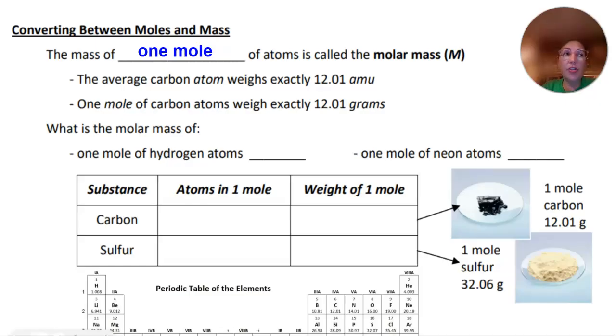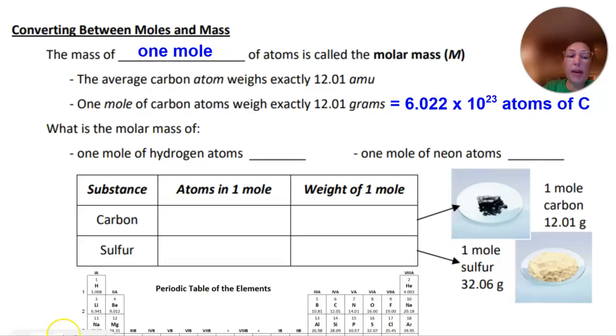So the average of all of the carbon atoms, on average, will weigh exactly 12.01 AMUs. So pick an average carbon atom, 12.01 atomic mass units. But if you have a whole mole of carbon atoms, so if you have 6.02 times 10 to the 23 carbon atoms, that will weigh exactly 12.01 grams. So the unit for an individual atom is the AMU, the atomic mass unit. The unit for having a whole mole of atoms, that's grams or grams per mole.